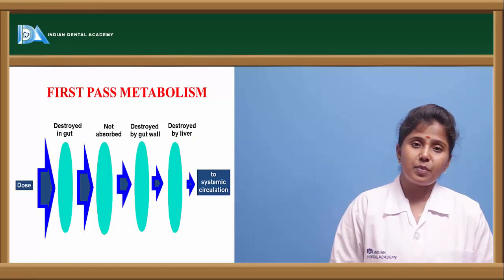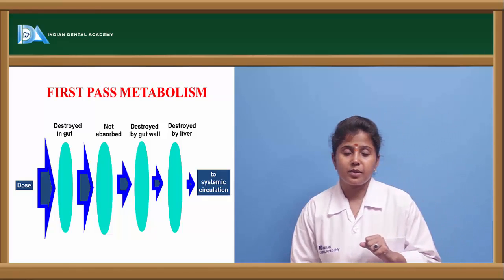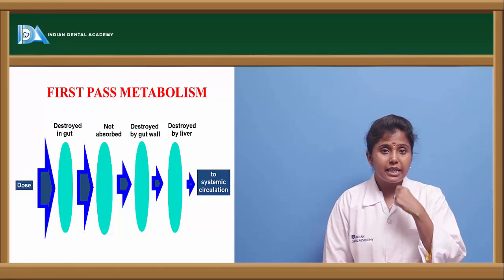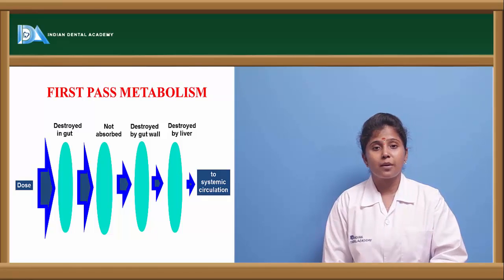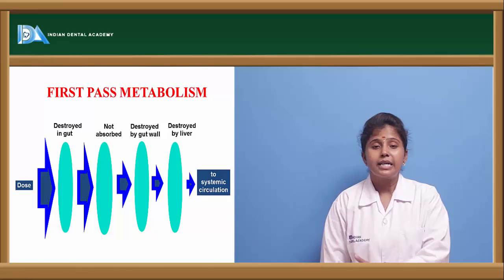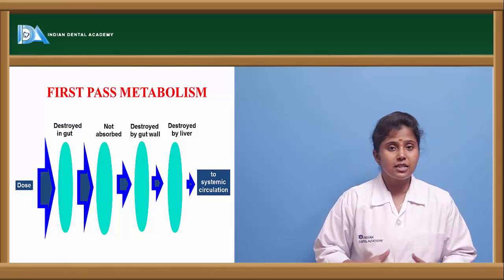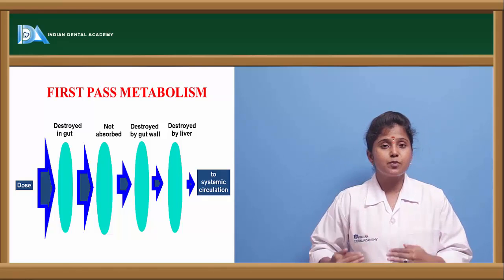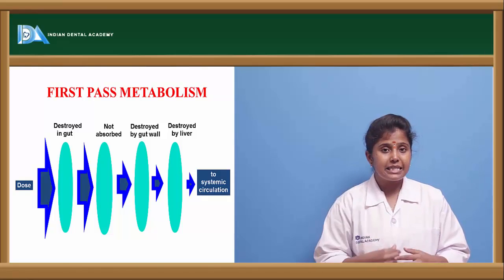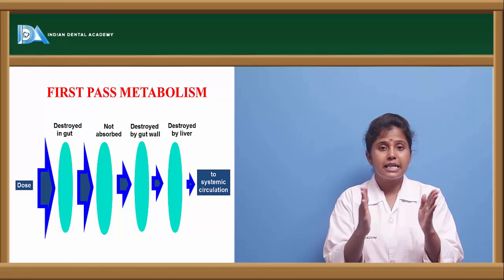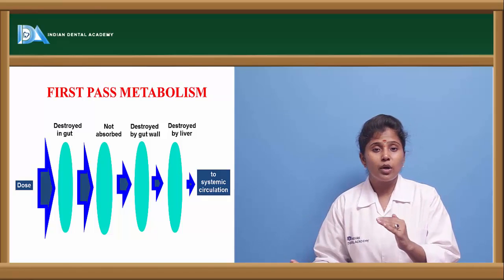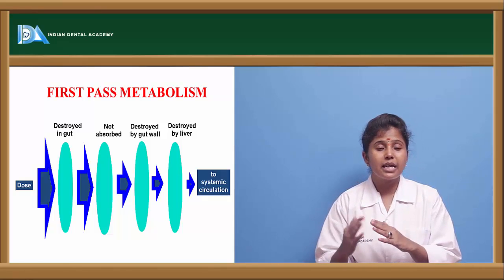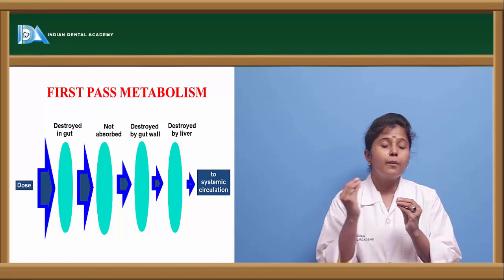The other one is first pass metabolism. So what is first pass metabolism? The drug enters by the oral route. Once it enters, it has to pass to the stomach. From the stomach to the liver, it undergoes metabolism, and then it reaches the systemic circulation. In this process, once the drug reaches the oral route, the drug gets degraded, and only a few amount of drug is released. Once it goes into the liver, it gets metabolized, and thereby by the metabolic process, only a few amount of drug is released.